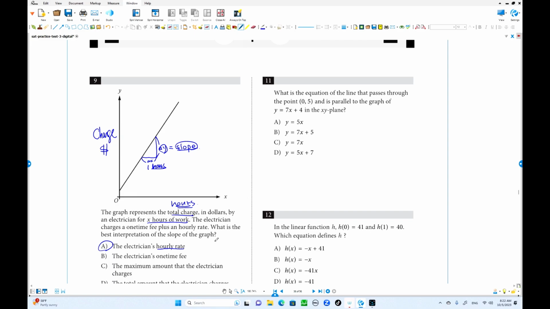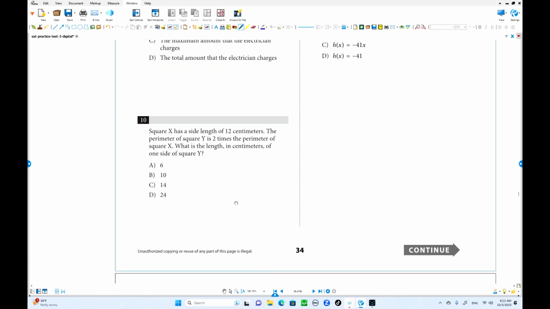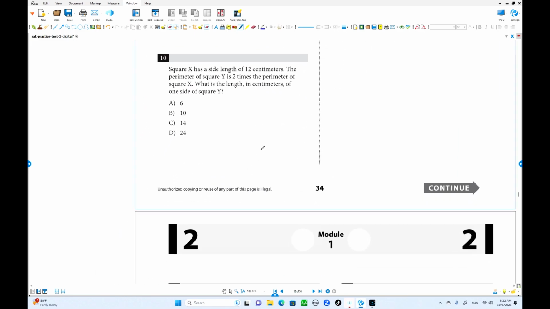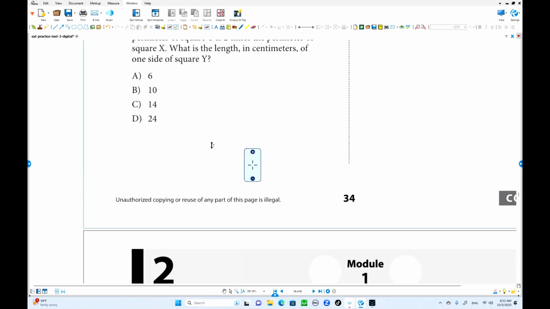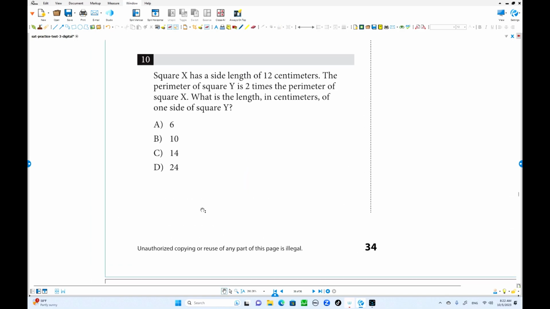Here is number 10, going down over here. Square x, side length of 12, y is 2 times. The perimeter is 2 times, and each corresponding side is also 2 times. That's right, the rest of the lengths are similar. What is the length in centimeters? One side of the square, 2 times. 12 times 2 is 24.